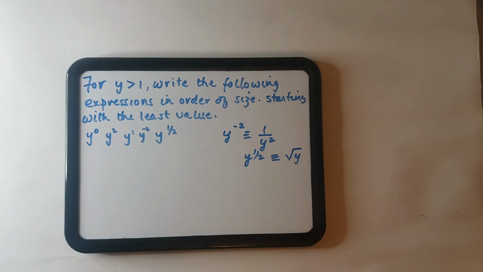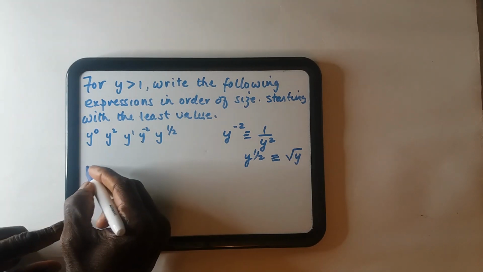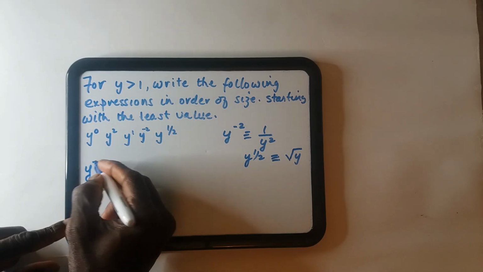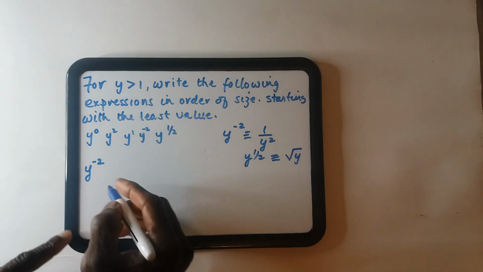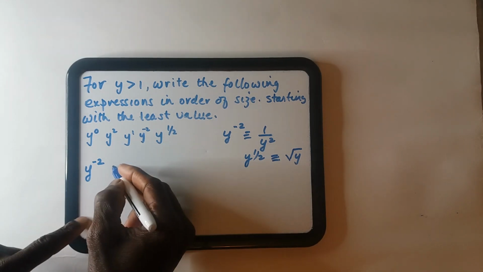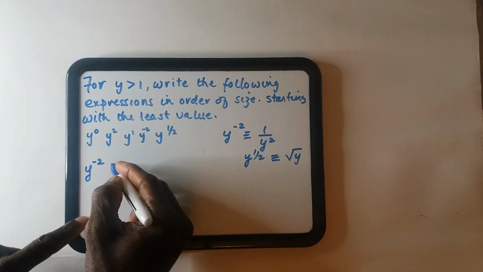So if we have any value of y, and we find the square of the reciprocal, we should have y to the minus 2. So we'll start with y to the minus 2. Next, we have y to the 0, which is 1. So regardless of what value you choose for y, which is greater than 1, it will always be equal to 1. So this is a fraction, and then we have 1, y to the 0.